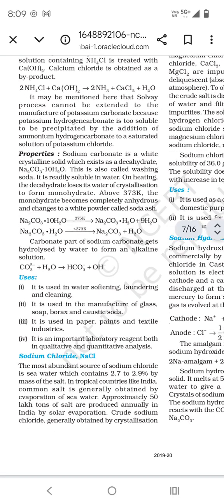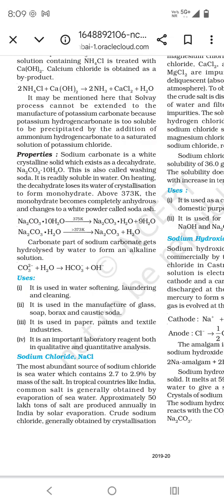It is used in the manufacturing of glass and soaps, and it is used in the paper, paints and textile industry. It is an important laboratory reagent both in qualitative and quantitative analysis.